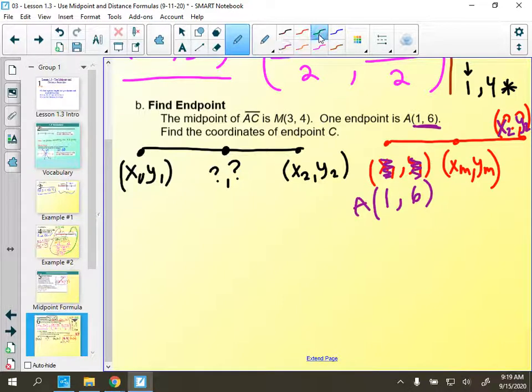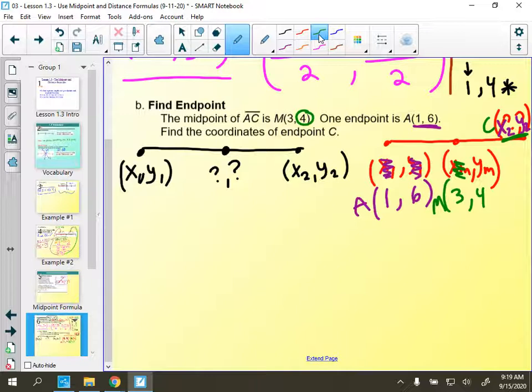I know the coordinates of my midpoint, M, are (3, 4). That's the coordinate of my midpoint. And we're looking for x2 and y2, right? Some other endpoint, C, we're calling it, those coordinates. All right, let's take a look.